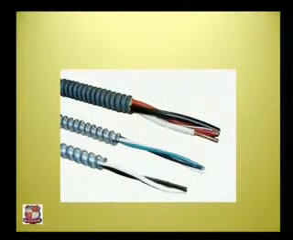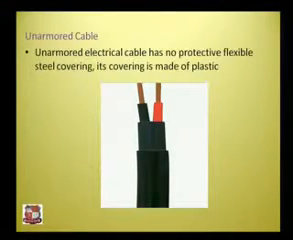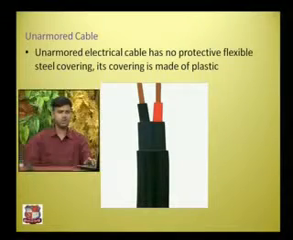It looks like this. Unarmored cable actually has the same construction as armored cable, but if you see, there is no protective flexible steel covering around it. Its covering is made of only plastic.